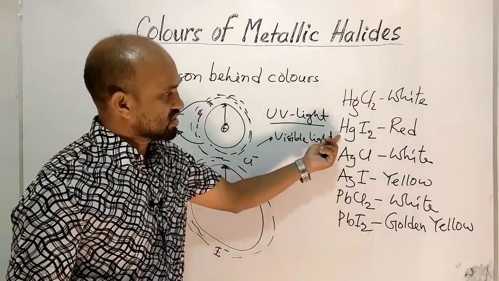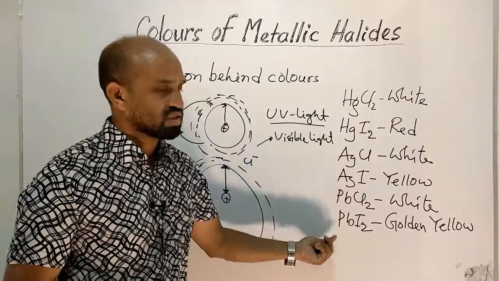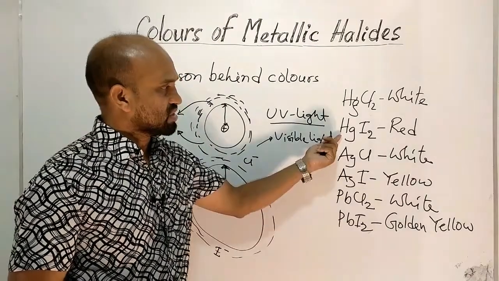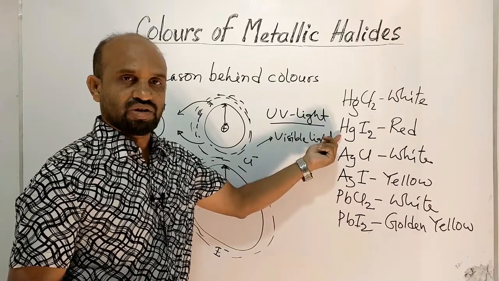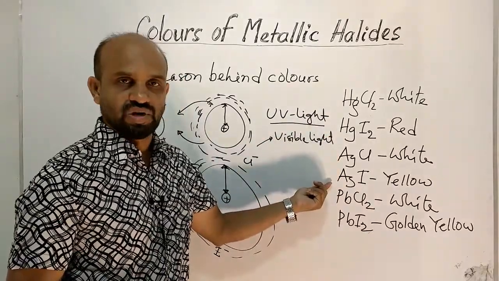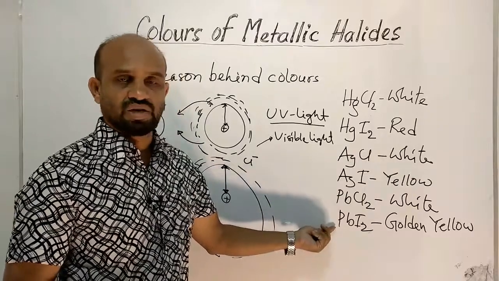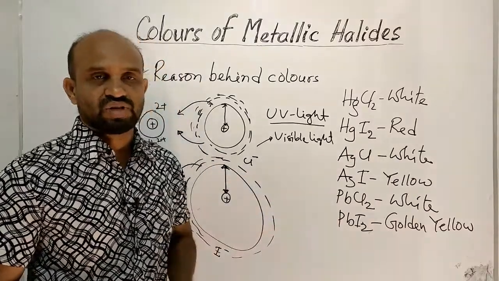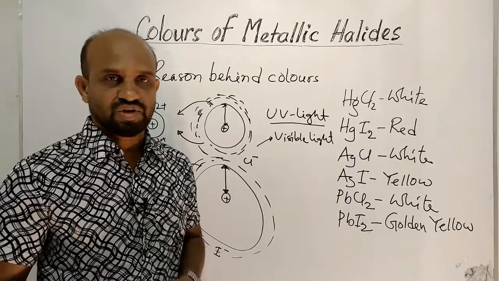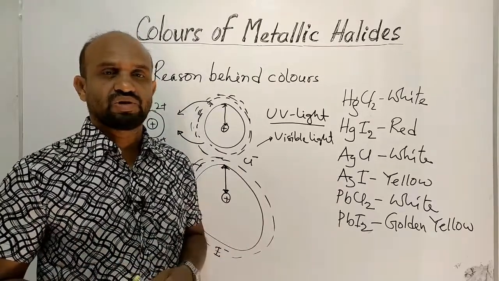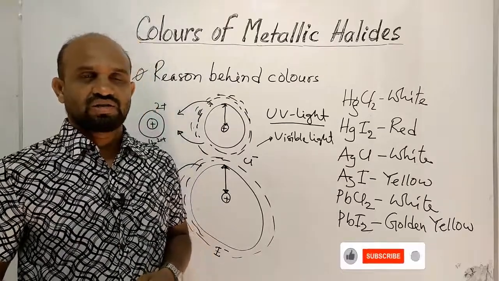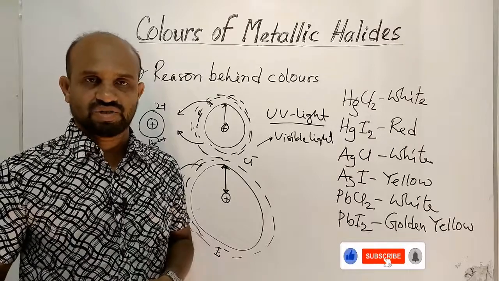Here this is red, this is yellow, this is golden yellow. In this case the cation is mercury 2+, here silver plus, and here lead 2+. So different cations have different effects to form different colors. So this is the reason behind different colors of different halides.